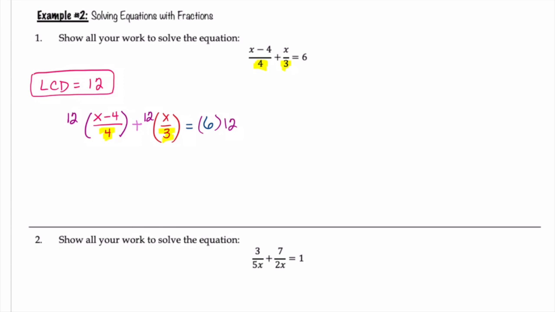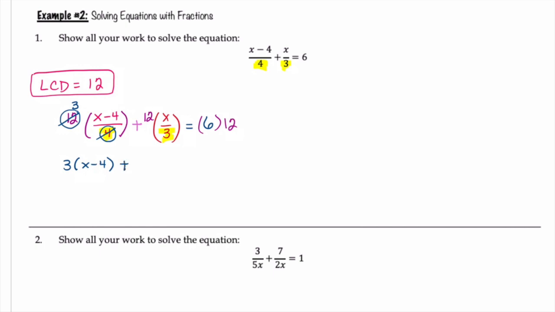Now, what happens here is I am going to divide this 12 by 4. What is 12 divided by 4? 12 divided by 4 is 3. So I'm going to cross this 12 out, cross the denominator out, which is usually my goal with this method, and write a 3. So my first term is officially 3 times x minus 4. That denominator has been eliminated.